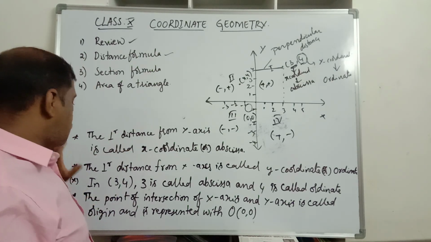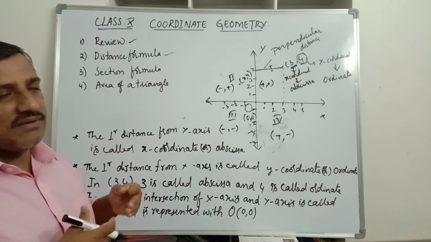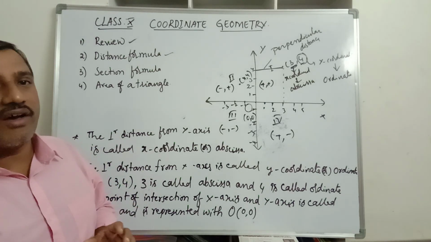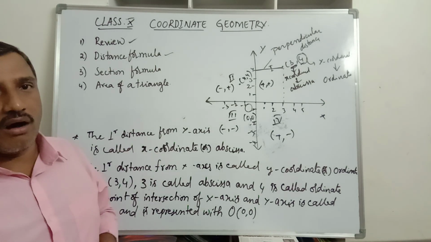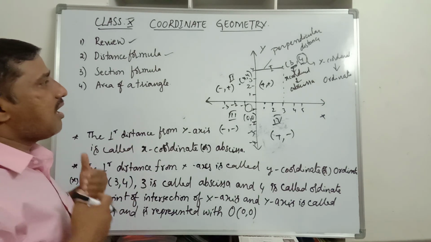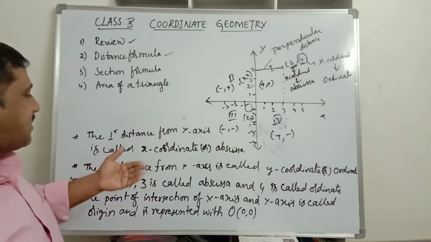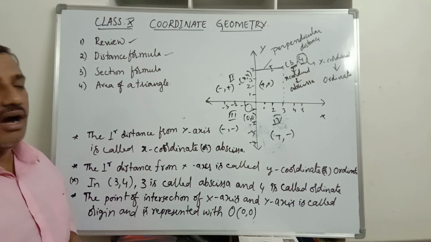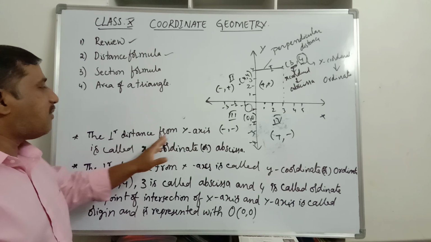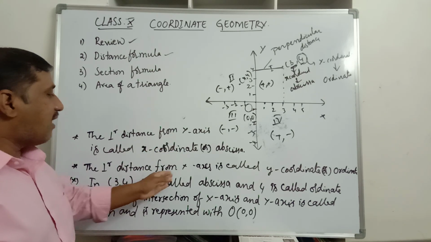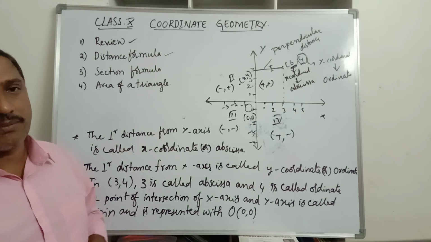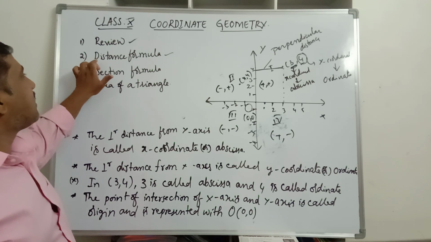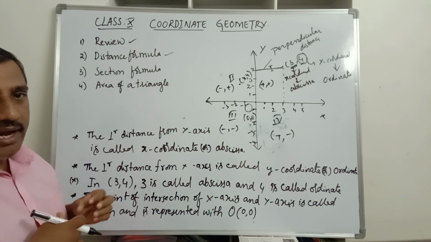So this is a brief revision from class 9. What is a point? What is origin? How do we represent a point, with what values? The x coordinate is known as abscissa and the y coordinate is known as ordinate. The x coordinate is the perpendicular distance from the y-axis, and the y coordinate is the perpendicular distance from the x-axis to that point. Now we are going to discuss the distance formula in detail in class 10.